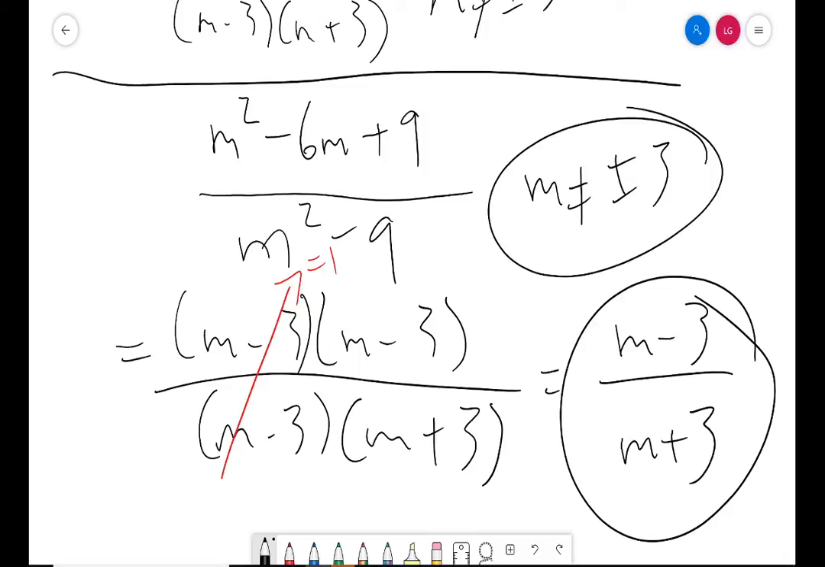But we still care about our domain restrictions, right? It may seem like in this simplified version, our only issue is m equals negative 3. But plugging in m equals 3 also needs to be a problem in order for these equal signs to be true.